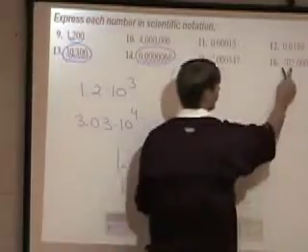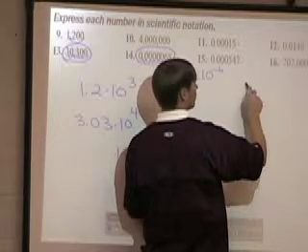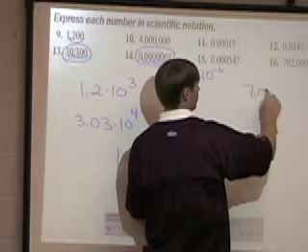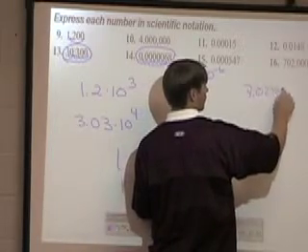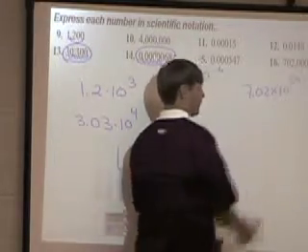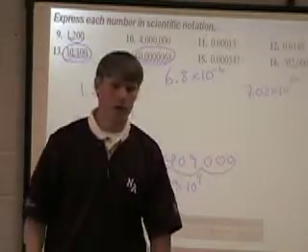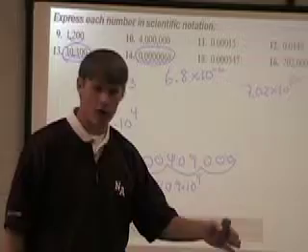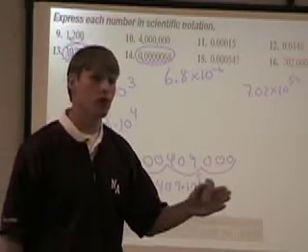What would this be, Kareem? What would it be? 7.02 times 10 to the 5th. Good. You understand? So today we learned how to take a number and put it from scientific notation to standard form, and from standard form to scientific.